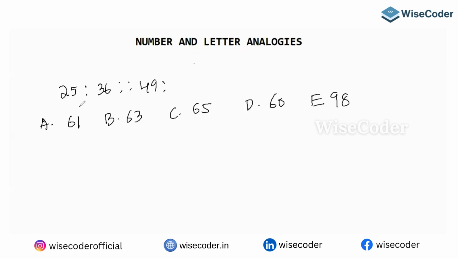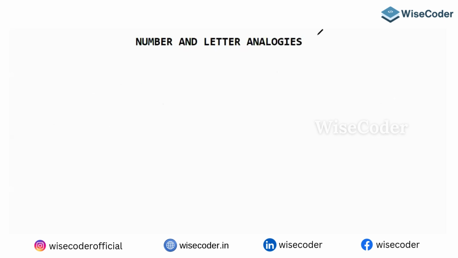What is the difference? How much do I need to add to get 36? 11. So add 11. 49 plus 11 is going to be 60. Is 60 present in your options? Yes. So the logic for this particular question is add 11. So the answer choice is Choice D. Okay, we'll go to the next question.